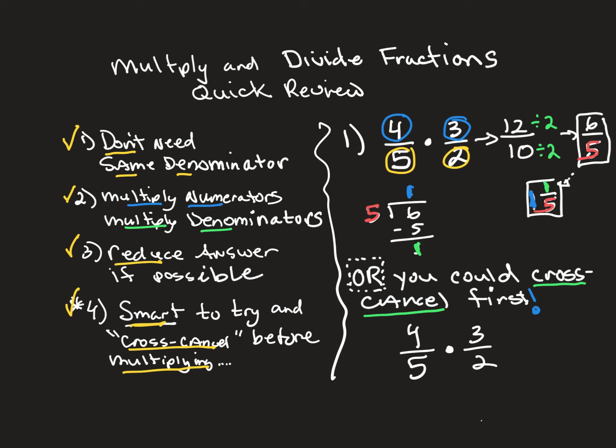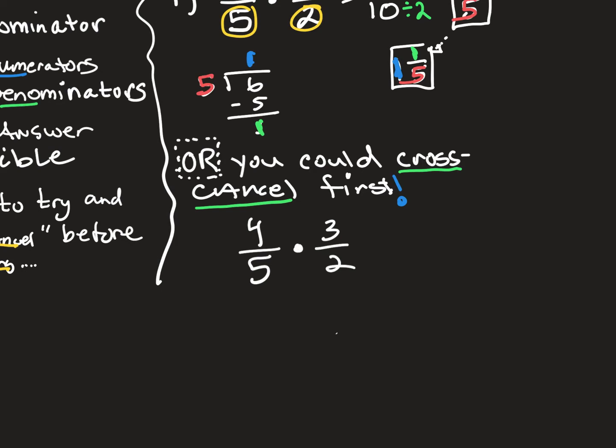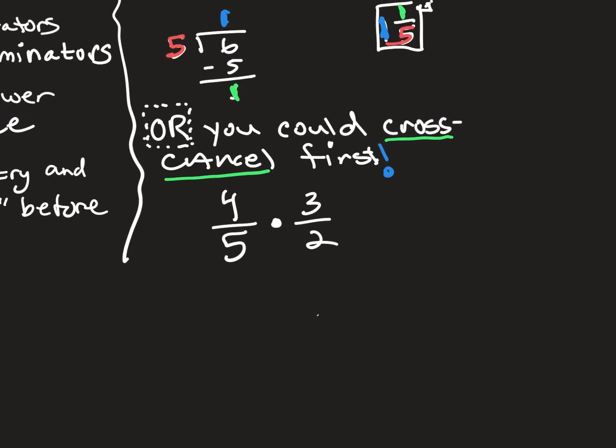Now remember, again, you could cross cancel first before you multiply. So when you're cross canceling, remember you can cross cancel, not cross multiply, but cross cancel. So you're looking for something in common between those two, or something in common between those two, and you can even cross cancel up and down as long as it's a numerator with a denominator. So notice that 2 can go into 4 and 2 can go into 2.